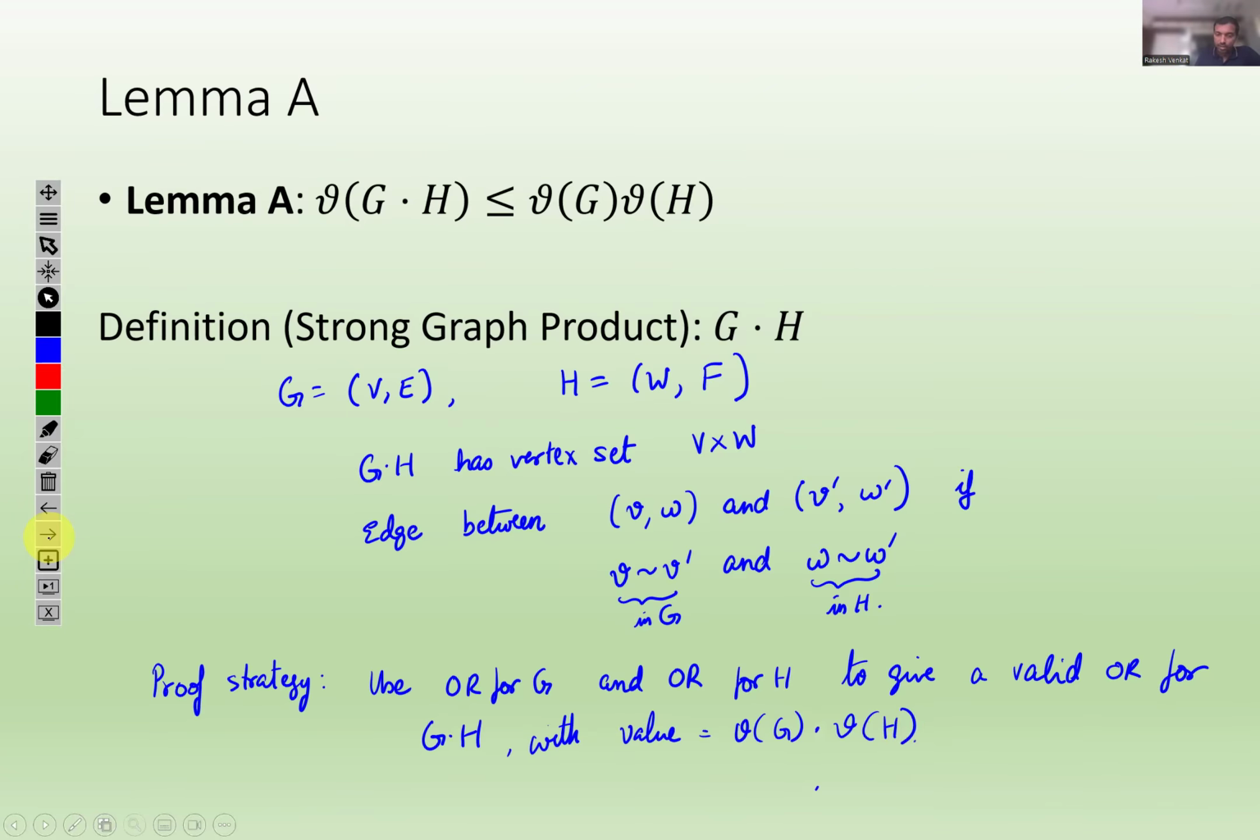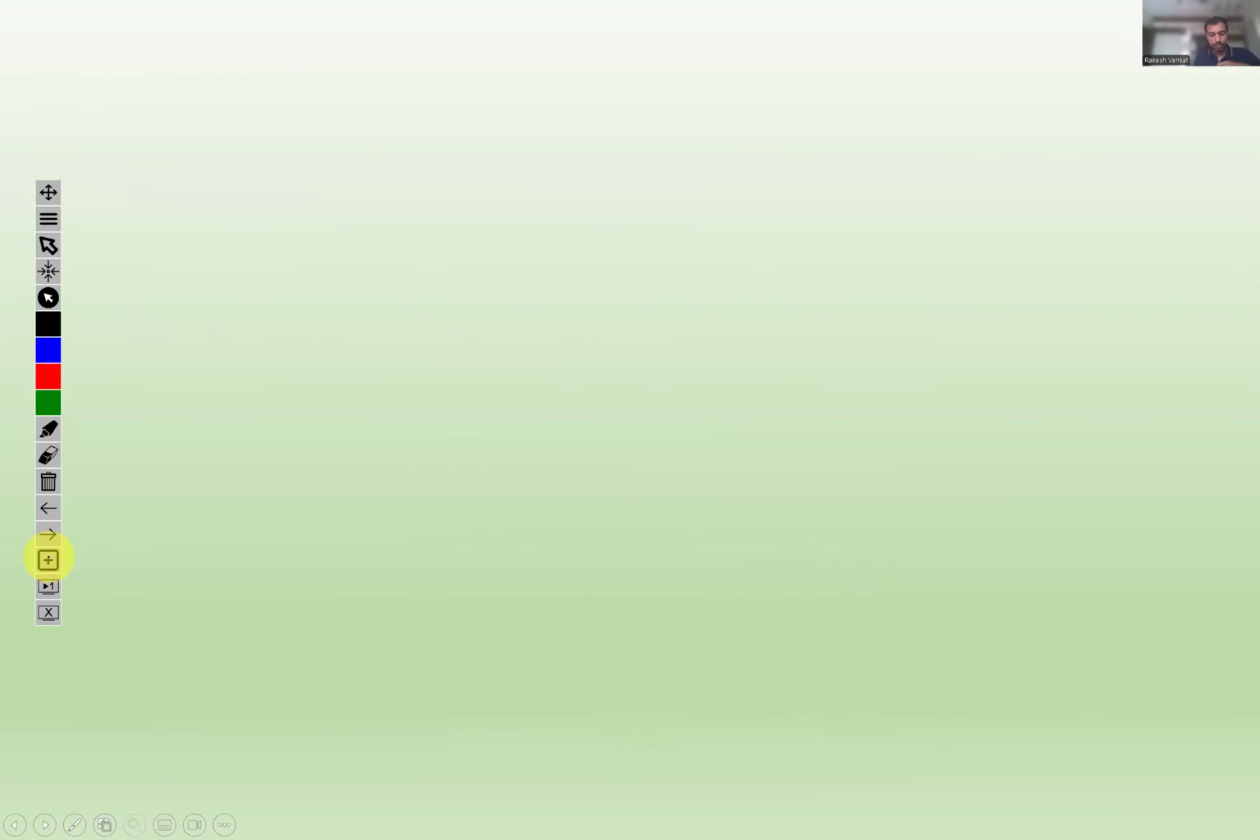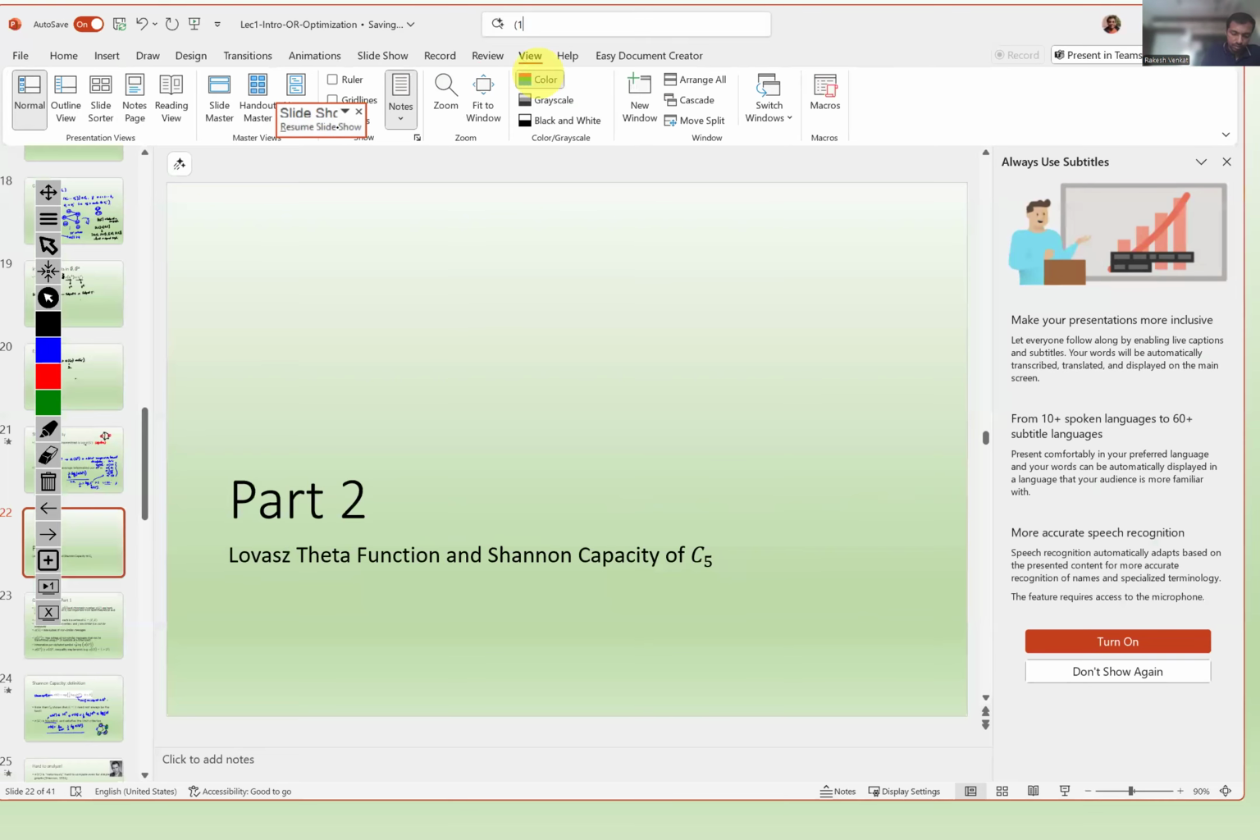Okay, so let's go ahead and do this now. Again, let me write down the theorem just to keep it in mind. We want that the theta function of G dot H is less than or equal to the theta function of G times the theta function of H.